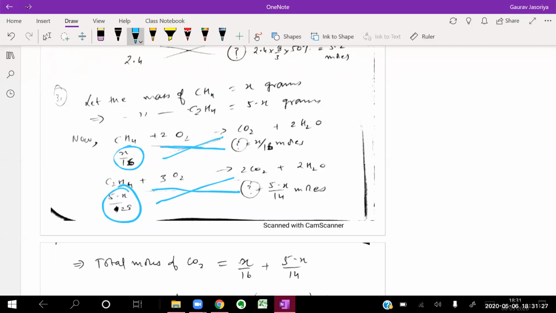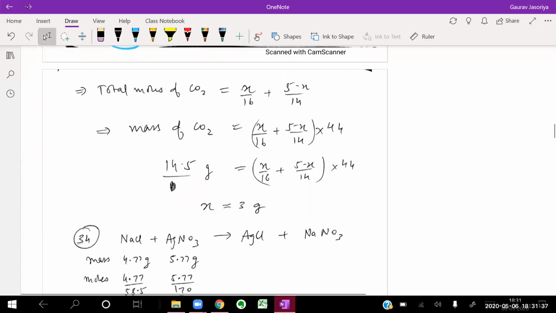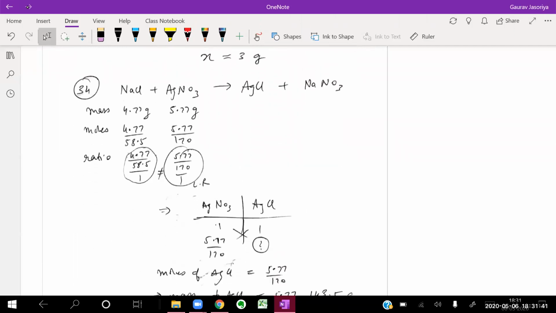Okay? Once you are able to get that, calculate the total moles, total mass of CO2, and the data for that is given as 14.5 grams. So based on that, you will get the value of x. Straightforward again. Then 34th question.